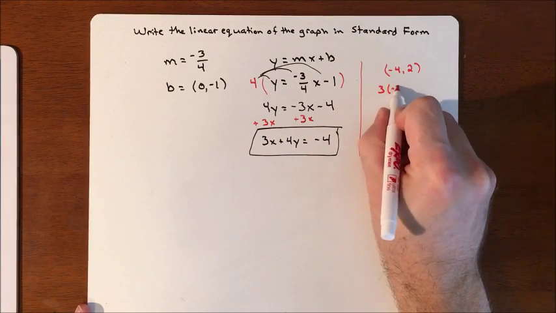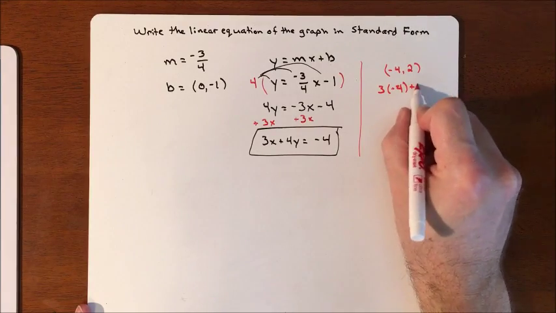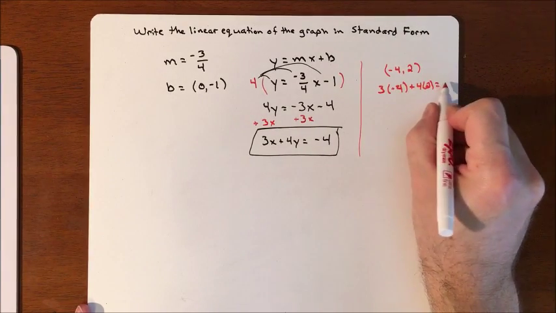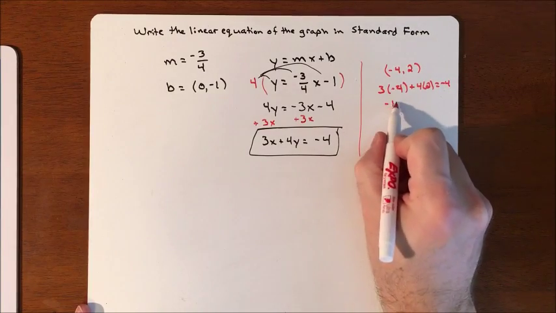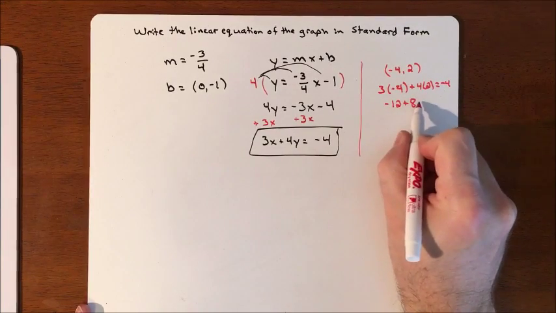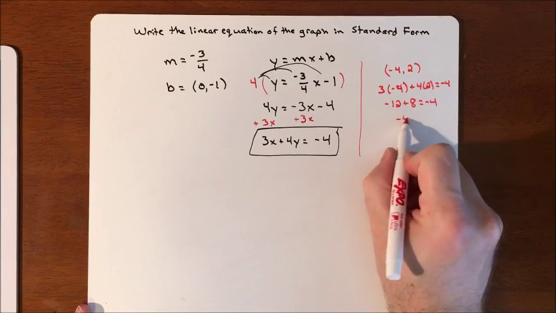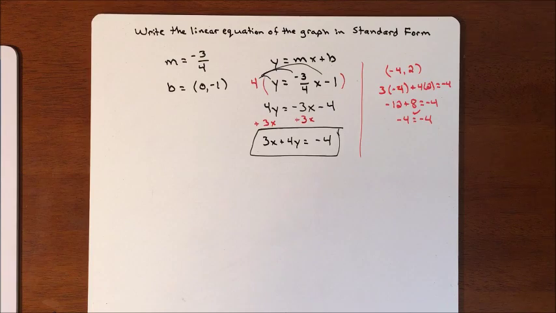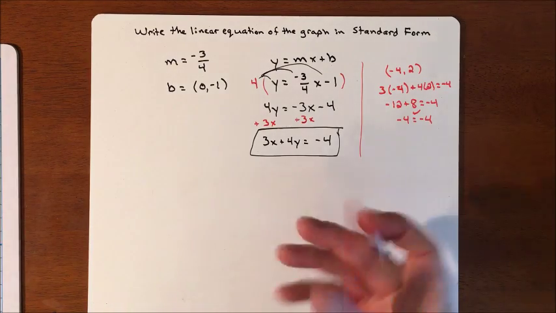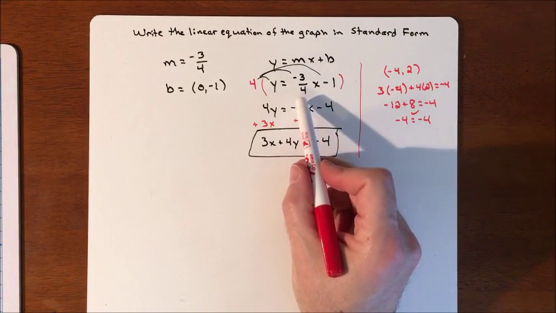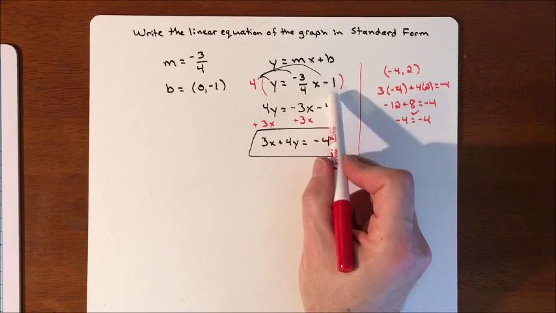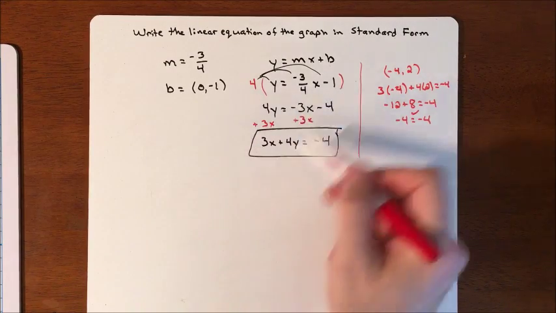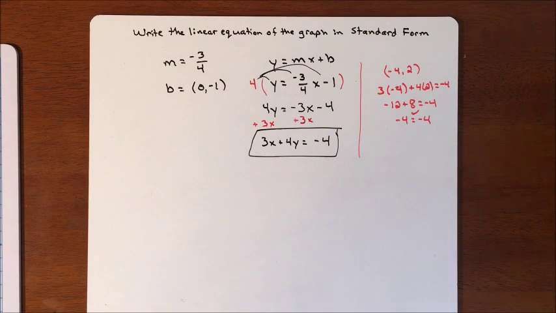So 3 times negative 4 plus 4 times 2 is supposed to equal negative 4. That makes negative 12. That makes 8. And does that add up to negative 4? Yes. So probably didn't get lucky on that. I could get lucky if I got the y-intercept, because I could get the y-intercept right but the slope wrong and it wouldn't work. But that means I have to get the slope and the y-intercept correct, and I had to manipulate it out of the slope-intercept form. So that is definitely my standard form. All right, and this was linear equation and introduction.